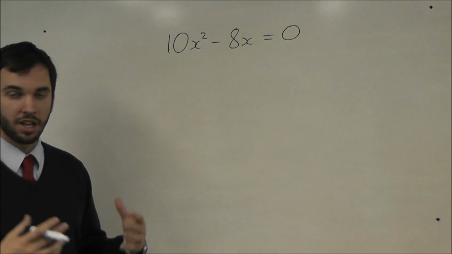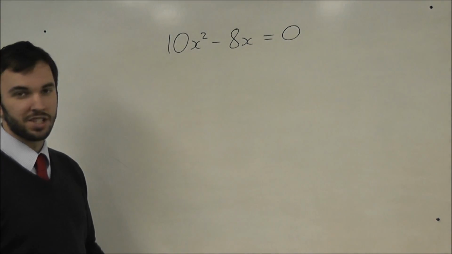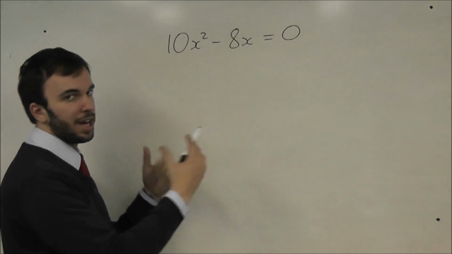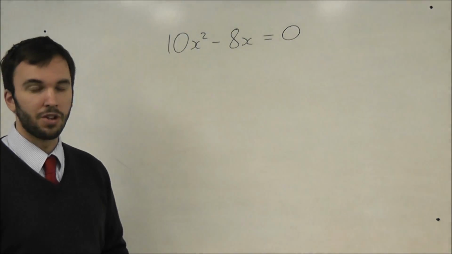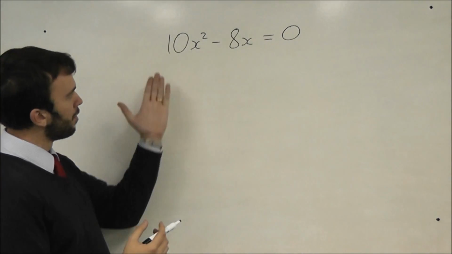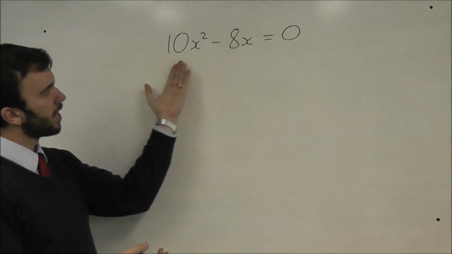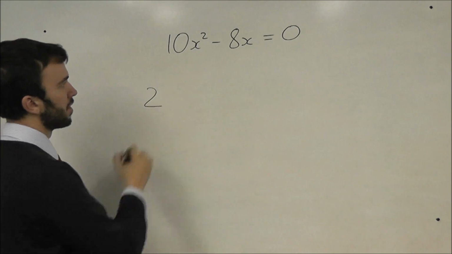Sometimes you'll get a quadratic equation that doesn't have a c value, and that actually makes our life a little easier because we don't have to go through the whole ABC process. We can just see what is common to both terms on the left-hand side. So I'm looking at this, and I'll look at the numbers first. What is common to both 10 and -8? Well, that's 2. 2 goes into both numbers.